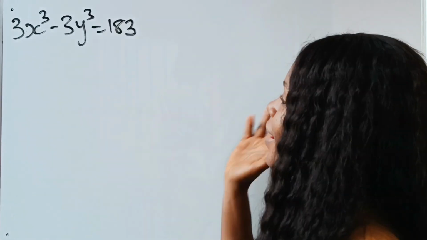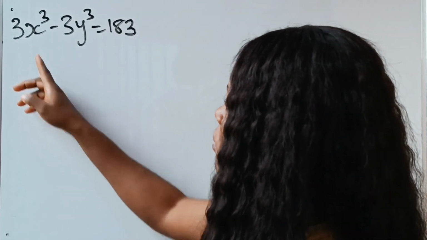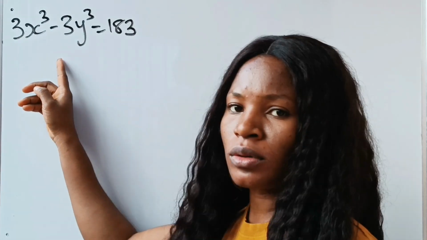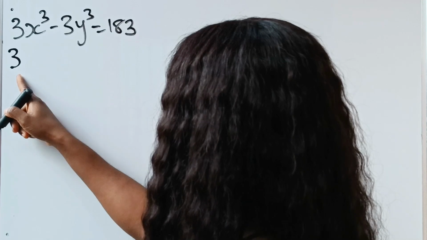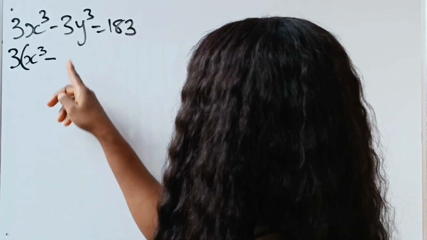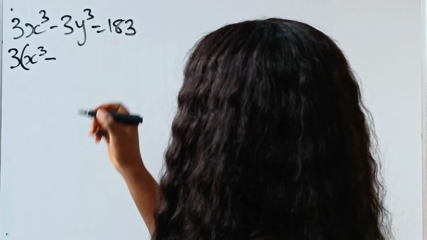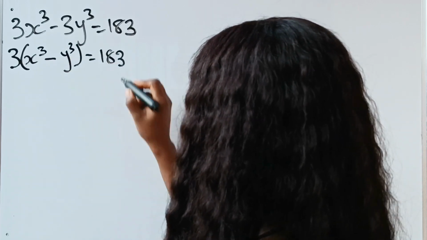Let's find the value of x and y. Now this and this, they have 3 in common, so we are going to factorize that out. When this is divided by 3, we will have x to the power of 3, minus, when this is divided by 3, we will have y to the power of 3, is equal to 183.